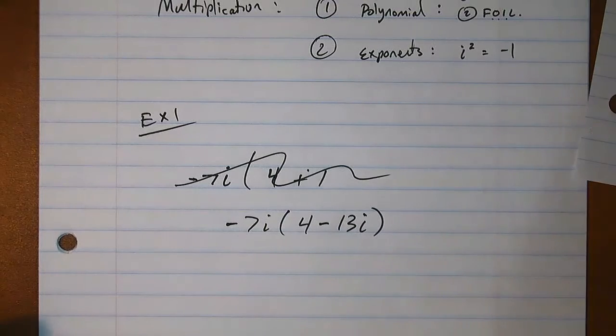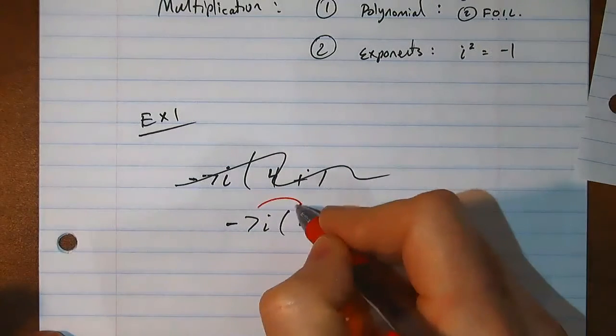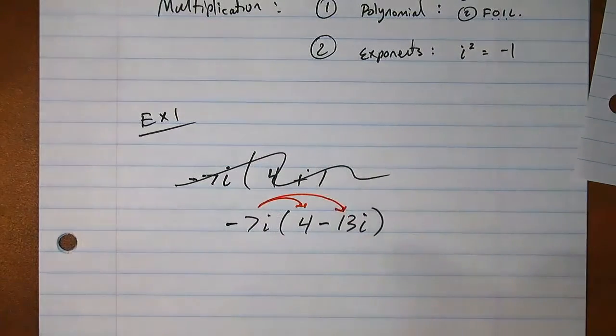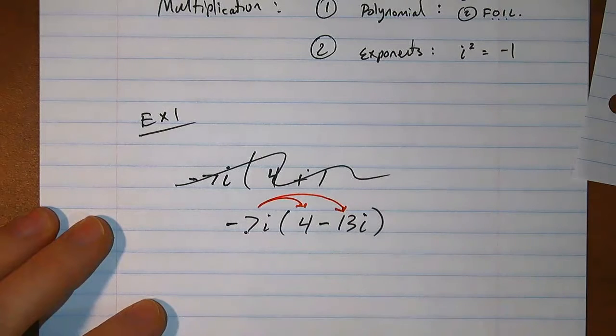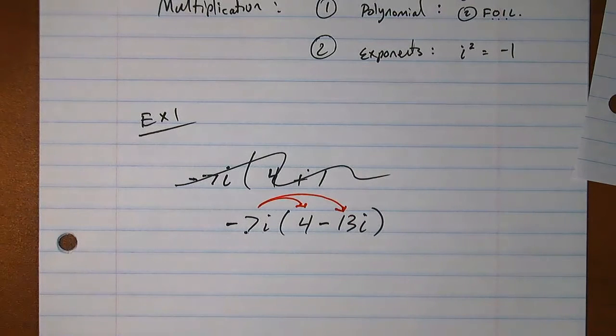So again, the idea is to distribute. So I'm going to distribute that negative 7i. And at first, I would do this just like any polynomial. So negative 7i times 4, I'm going to multiply the numbers together. Side note, you know this. You've watched enough of my videos, you know this. You should pause the video and try this on your own first. Now that you've tried it on your own, let's finish.